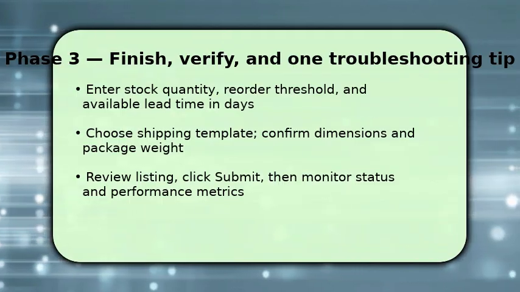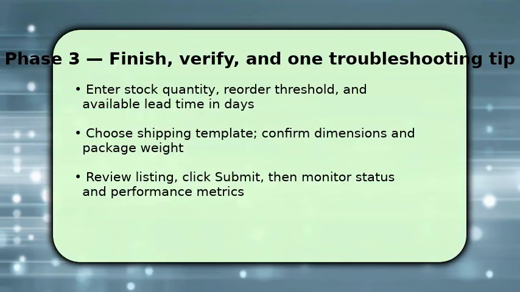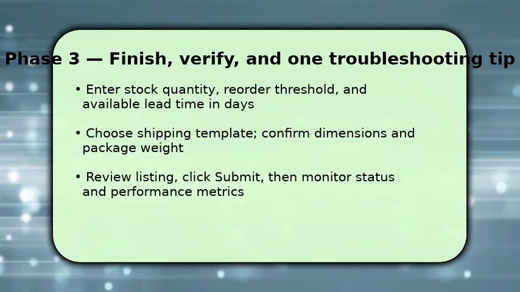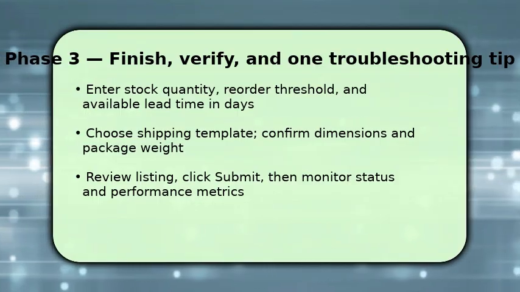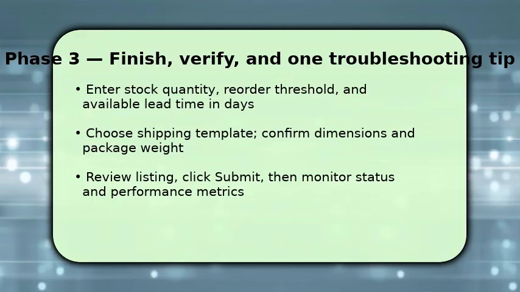Listings can take hours to publish. If the product is rejected, check error messages, often missing GTIN, invalid category, or image issues. Fix that field, resubmit, and recheck within a few hours.